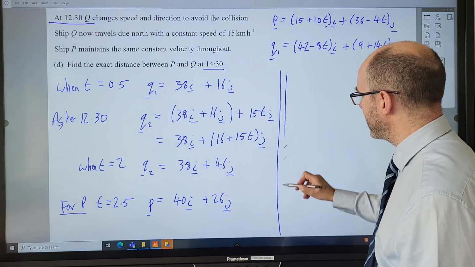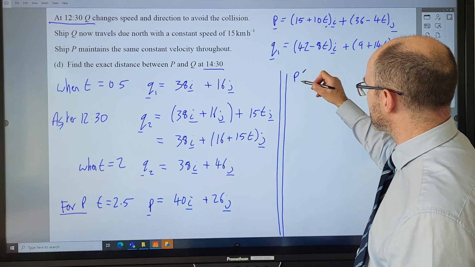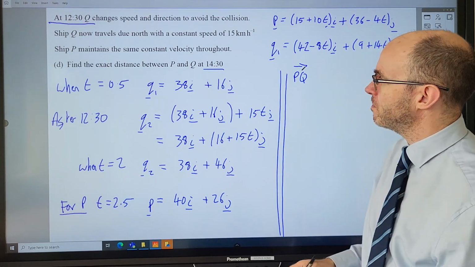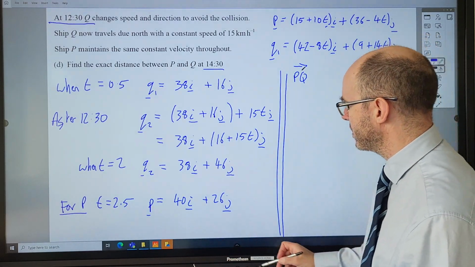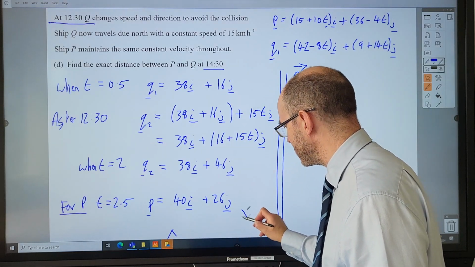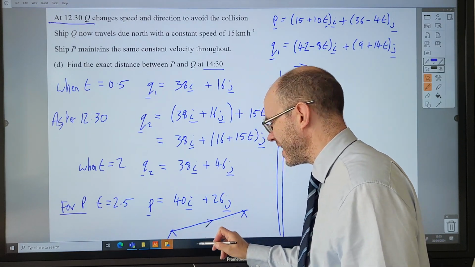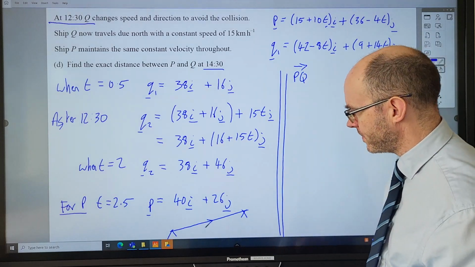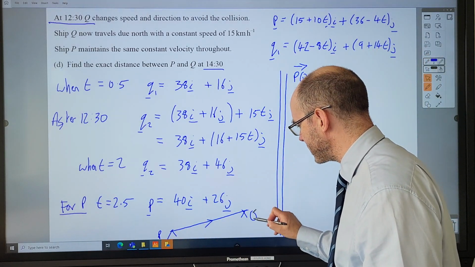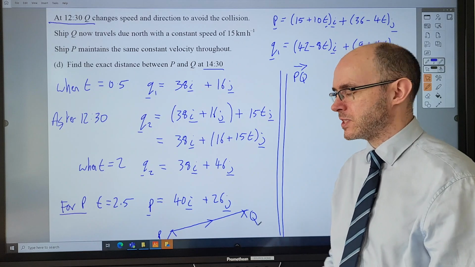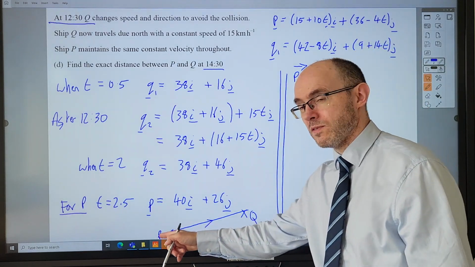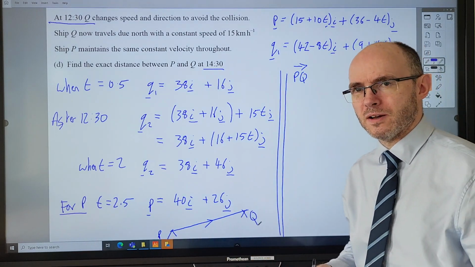Let's just do some work in here. To do that, essentially you're working out what this is first of all, from P to Q. Suppose P is there, suppose Q is there, you just do it like that. I'm just giving you a generalization of what to do to find the distance between them. Find the position vector first, or the vector between P and Q, and then find the distance from that.